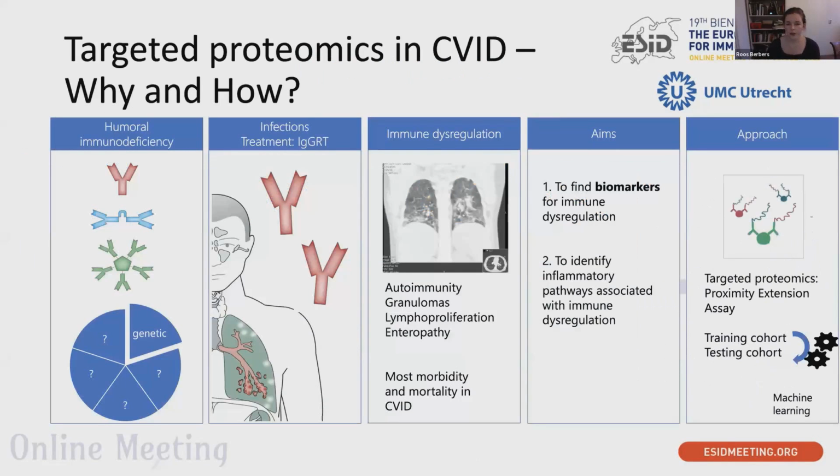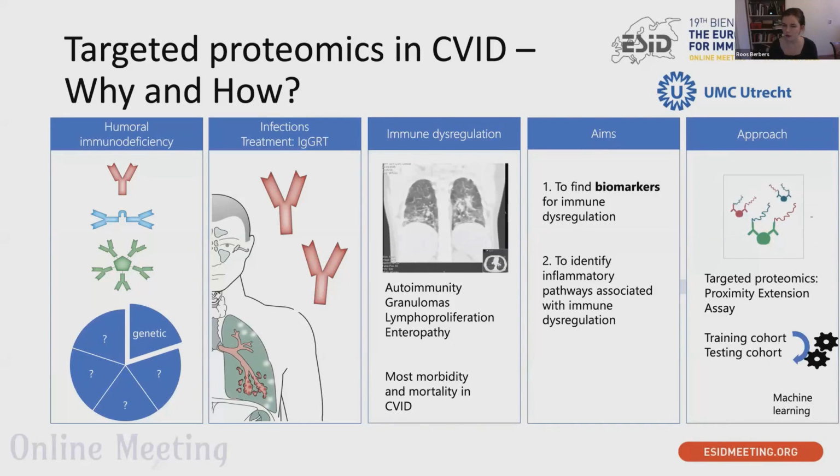For this study, we wanted to focus on whether we could develop new biomarkers for immune dysregulation in CVID patients, because as we all know, these complications cause the most morbidity and mortality in CVID, and it's currently quite difficult to predict which patients can develop immune dysregulation. And also when they have developed it, it's difficult to measure their disease progression.